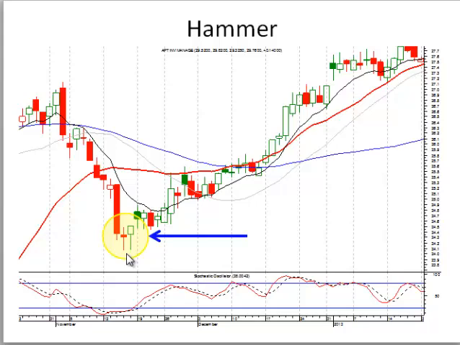Doji at the bottom, hammer right next to it. Look for positive confirmation after that. This is not rocket science. This is just identifying where it looks like there's going to be a change of investor sentiment.